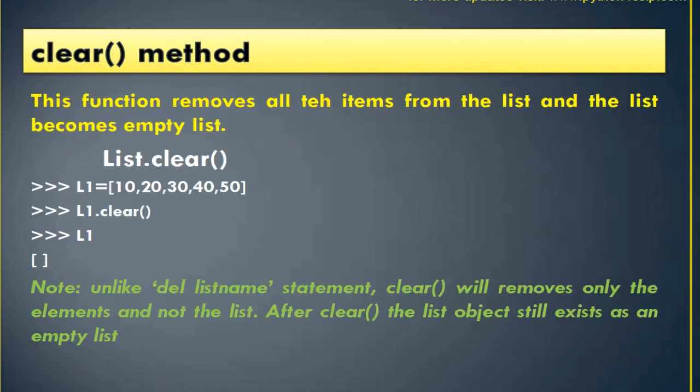Next, the clear method. This function removes all the items from the list and the list becomes an empty list, like list.clear. So it will clear all the list and make the list empty. Note, unlike the del list name statement, clear will remove only the elements and not the list. After clear, the list object still exists as an empty list. It does not delete the list, but it clears it.